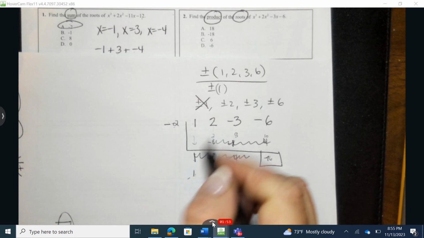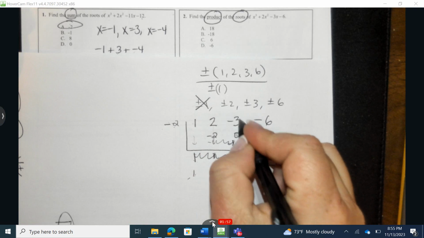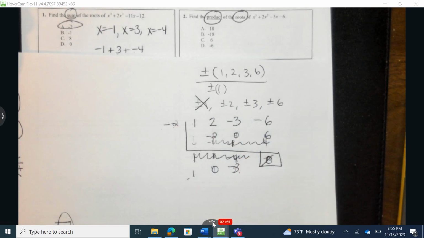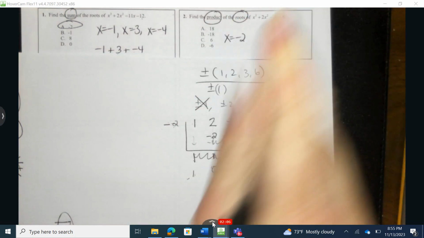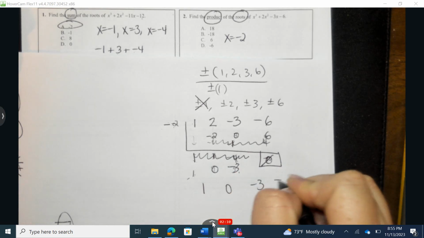So I drop down the 1, multiply to get negative 2, combine to give you 0. Multiply to give you 0, combine to give you negative 3, multiply to give you 6, and now I have an answer. So I know negative 2 is one of the roots. Now I'm going to write down what I have. I have 1, 0, negative 3 equals 0.